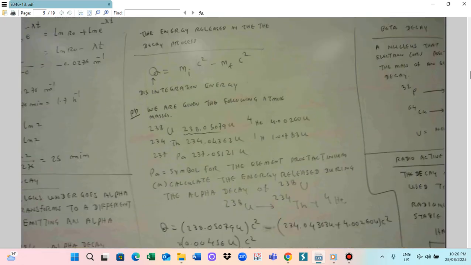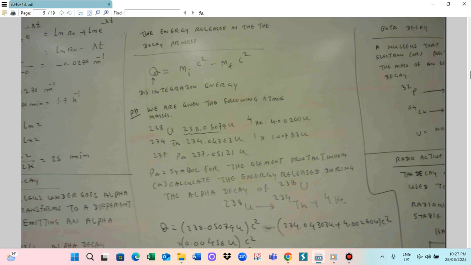Nuclear decay can produce energy. The energy released in the decay process can also be calculated. This is for the heat: Q is equal to the initial mass multiplied by the light velocity squared minus the final mass multiplied by the light velocity squared.